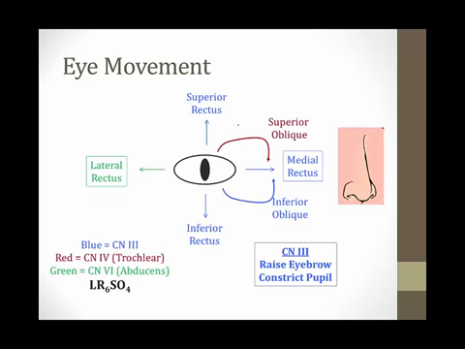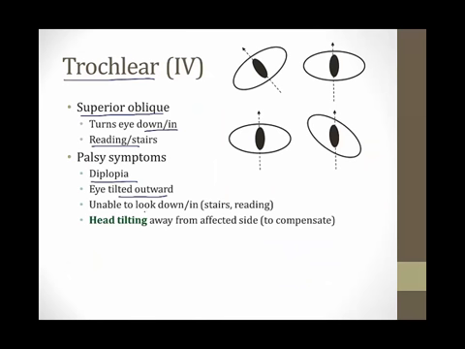outward. If we go back to this slide, the job of the superior oblique is to turn the eye down and in. If there is a palsy of cranial nerve 4 and the superior oblique is not functioning, the result will be that the eye will be turned outward. This will make it difficult for the patient to look down and in, and this is especially a problem when activities are done like descending the stairs or reading. To compensate for this eye problem, the patient will often tilt their head away from the affected side.